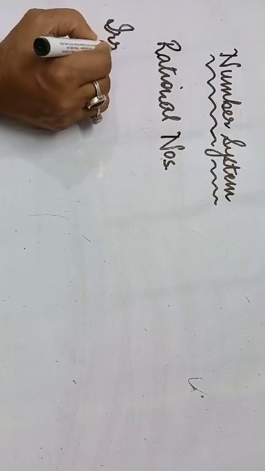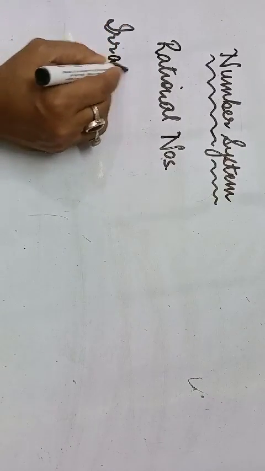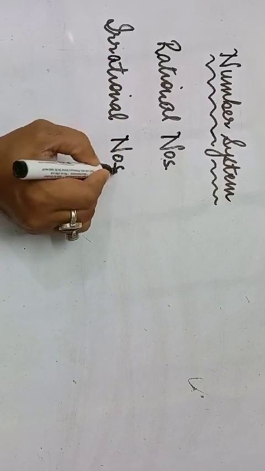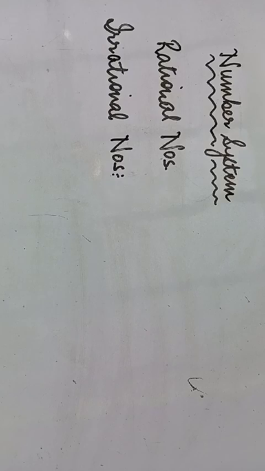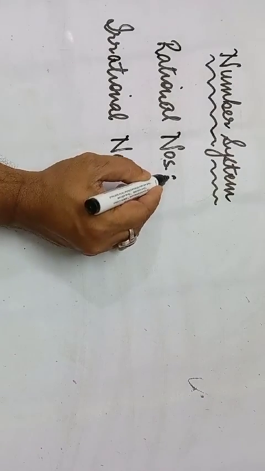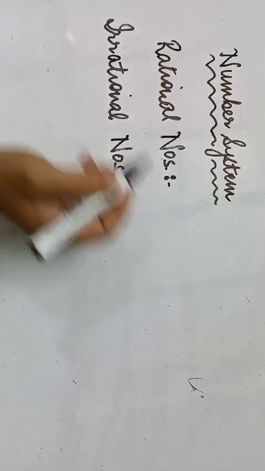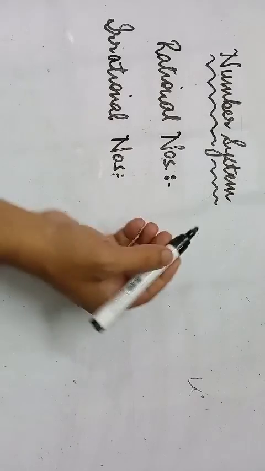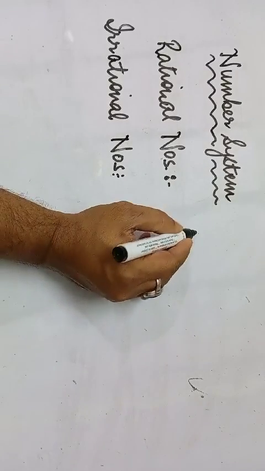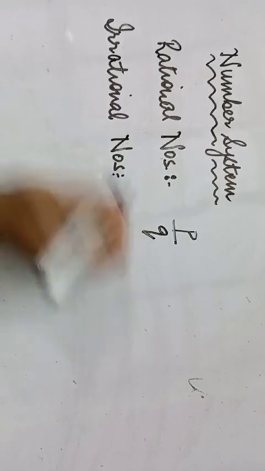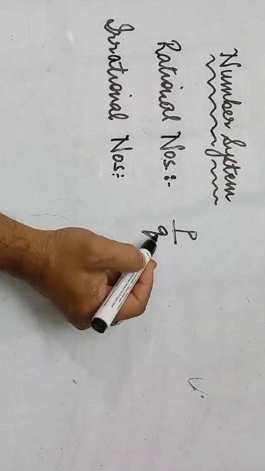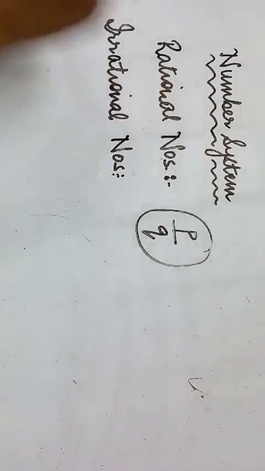These rational and irrational numbers are not so easy to understand. So we'll take a number of examples to understand what rational numbers are. If you go by the definition in most of the 8th and 9th books, you will find that all rational numbers can be expressed in p by q form, where q cannot be 0. So p by q form, basically it is a fractional form.